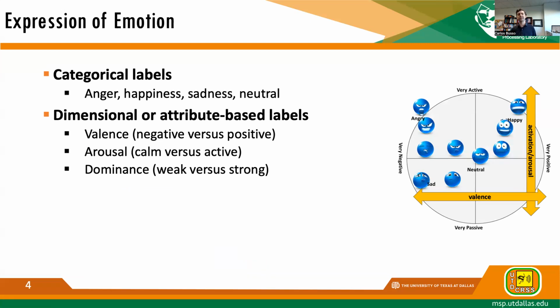Additionally, we can also represent emotions using dimensional or attribute-based representations, where we use attributes to describe properties of the behavior. For example, valence: how positive or negative is the audio. We can talk about arousal: how calm versus active is the audio, and dominance: how weak or strong is the audio. So these are two alternative ways that we're going to use in this project.